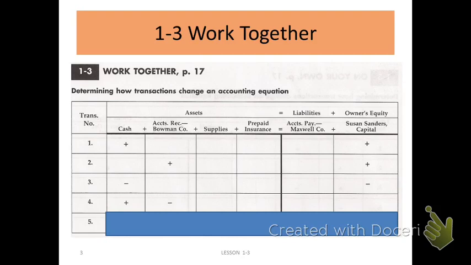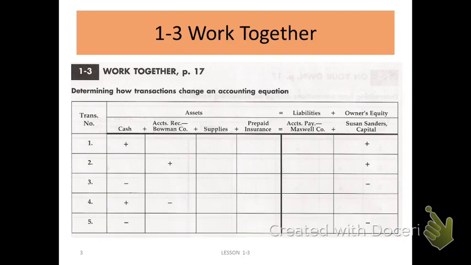Transaction 5 tells us that we paid cash to the owner for personal use. Again, this is when the owner is trying to pay themselves. So paying cash, that decreases our cash. We're giving it to the owner for personal use. So it's like the ATM machine. It's a withdrawal. Okay, so both situations are a decrease.